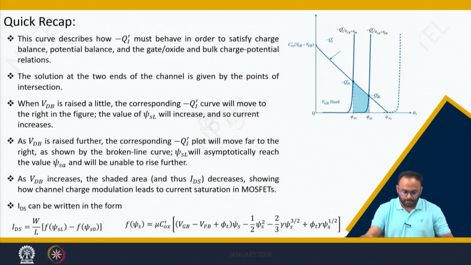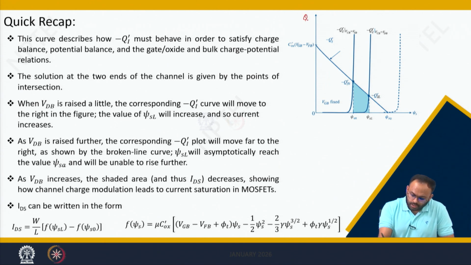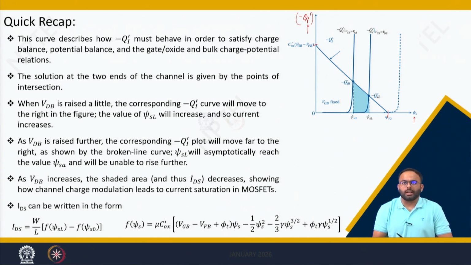Let's do a quick recap. In the previous lecture, we defined the MOSFET operation by this plot. We said that when we plot a graph between Qi dash, which is nothing but inversion charge, and psi s, then we will get some limits of that graph, and between those limits we defined how the current IDS1 and IDS2 flows.